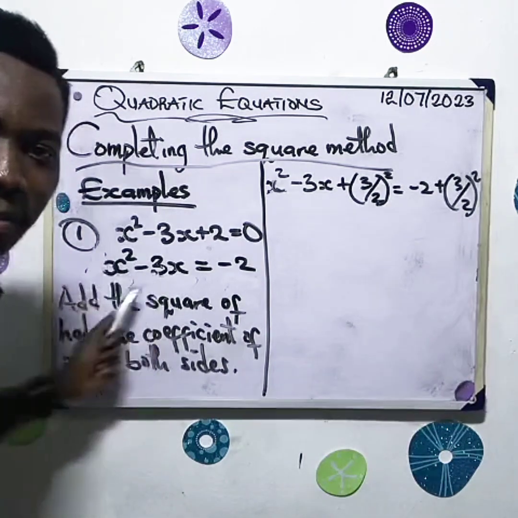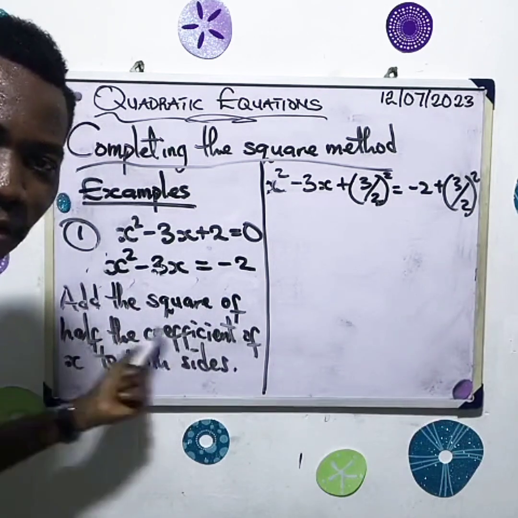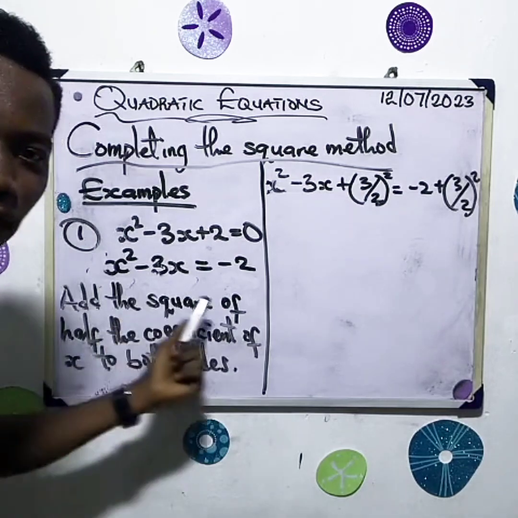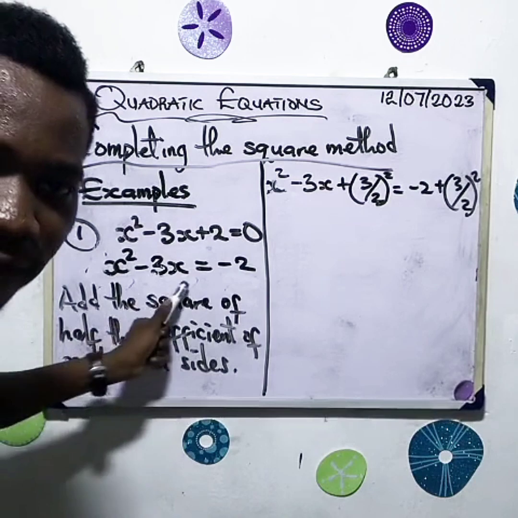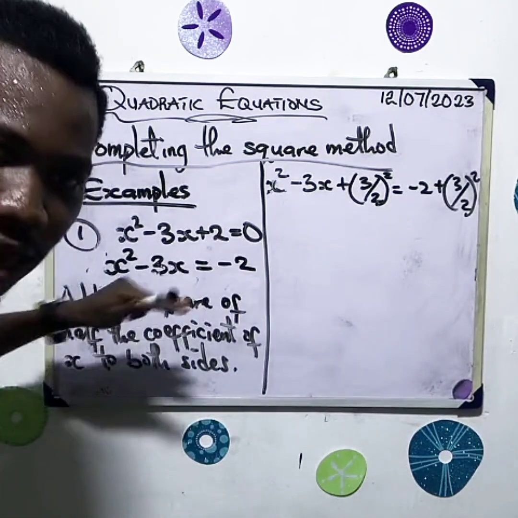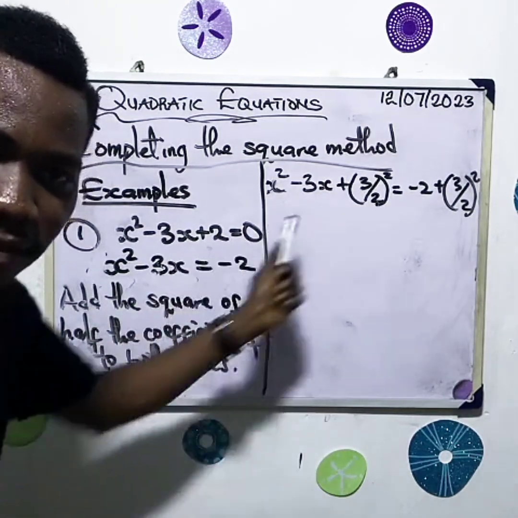So now, what's the next step? The next step is to add the square of half the coefficient of x to both sides. So you add the square of half the coefficient of x to both sides. In other words, whatever you have as the coefficient of your x, half it. In other words, divide it by 2. Then square it and add it to both sides. And that's what we did here.